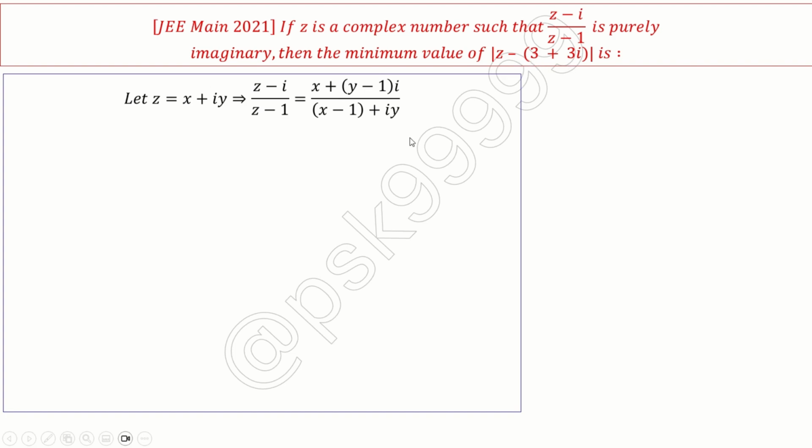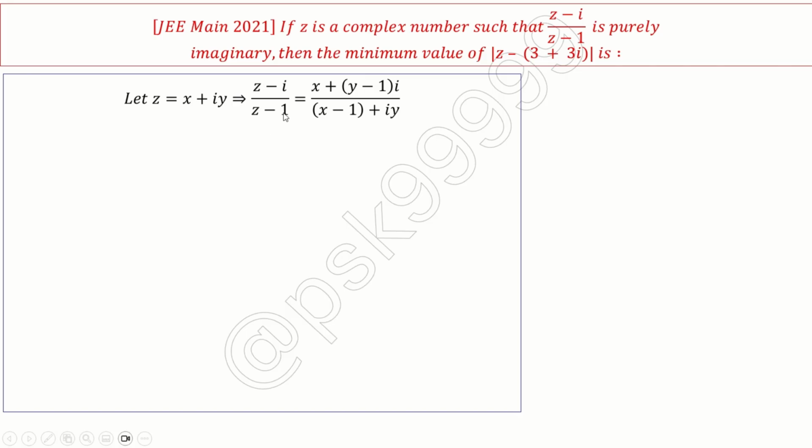Now let's understand where this x comma y is falling. Is this a straight line? Is this a parabola? Is it a circle? What is this? We'll understand where this x comma iy falls. For that, a condition is given: z minus i divided by z minus 1 is purely imaginary.